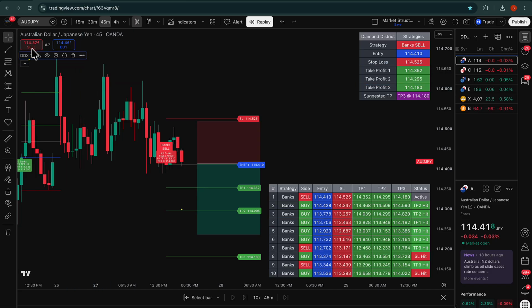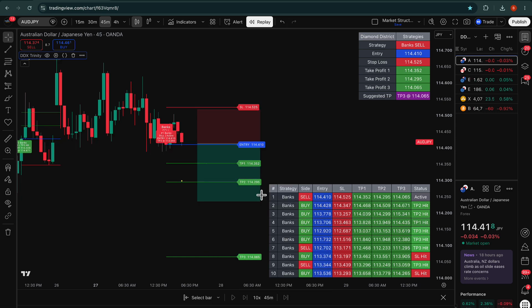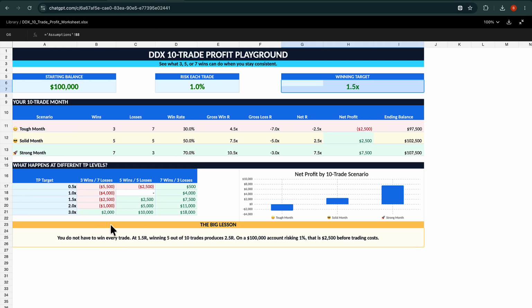Then we have the last one, which is either runner or trend. And so runner or trend, if you lost 7 trades and won 3, you will still be in profit $2,000. If you won 5 trades and lost 5 trades, you will still be in profit $10,000. If you won 7 trades and lost 3, you would make $18,000.